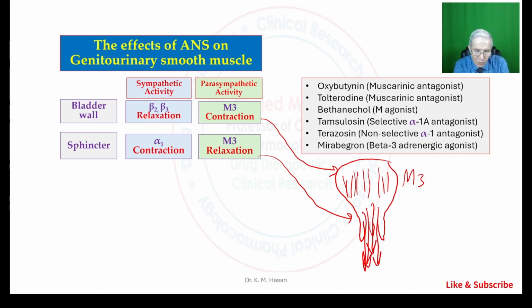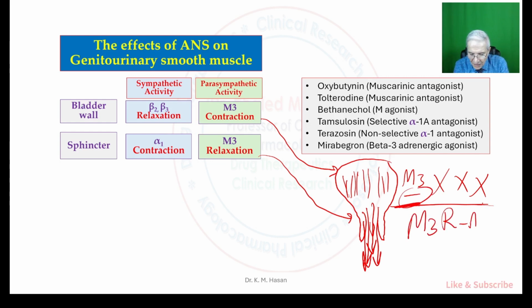So if someone suffers from urgency, or any case of overactive bladder, we try to block this action in order to allow the patient to hold the urine, using muscarinic receptor antagonists. We have a list of medications such as oxybutynin and tolterodine, and other medications also. So here we explained what happens with the longitudinal muscle and the sphincter muscles for the prostate.